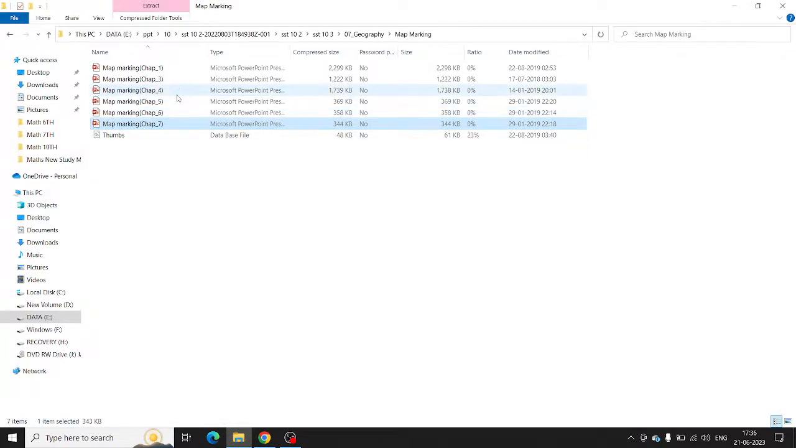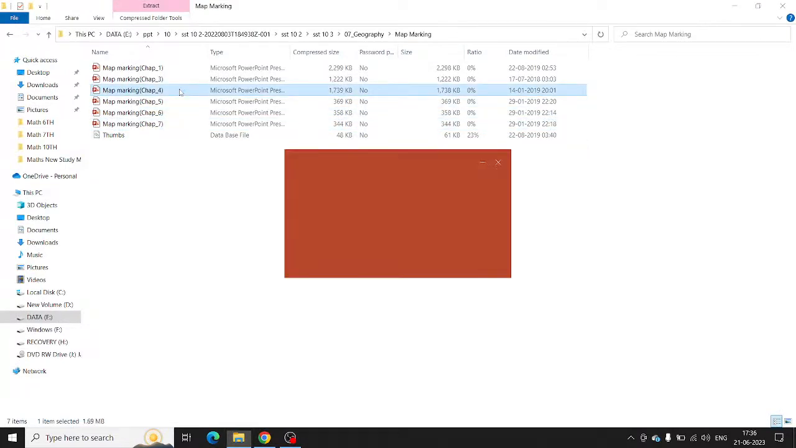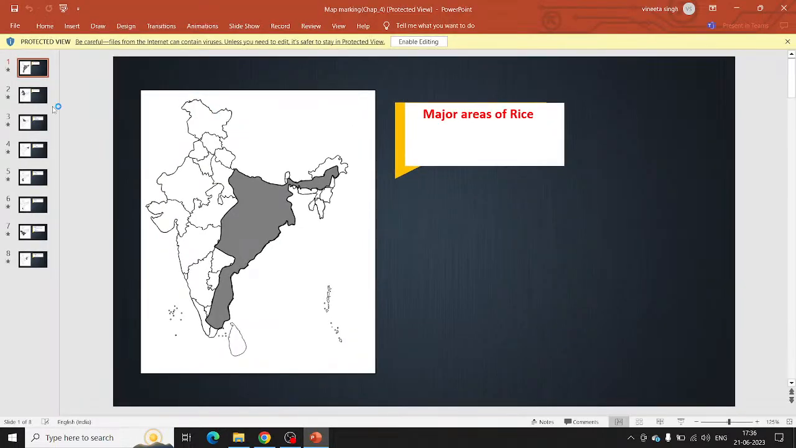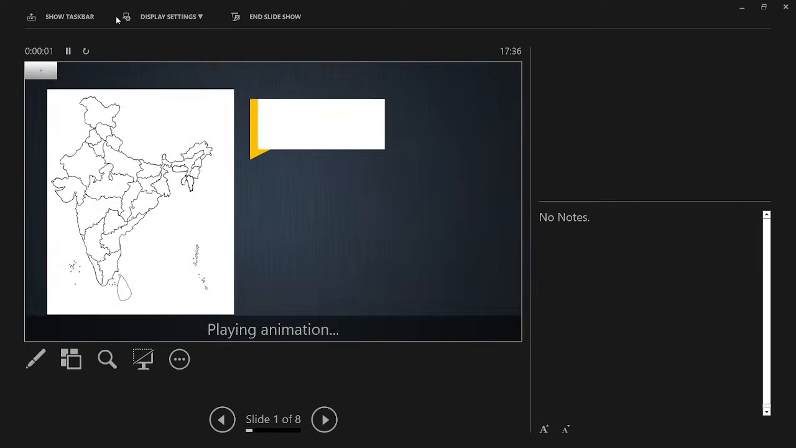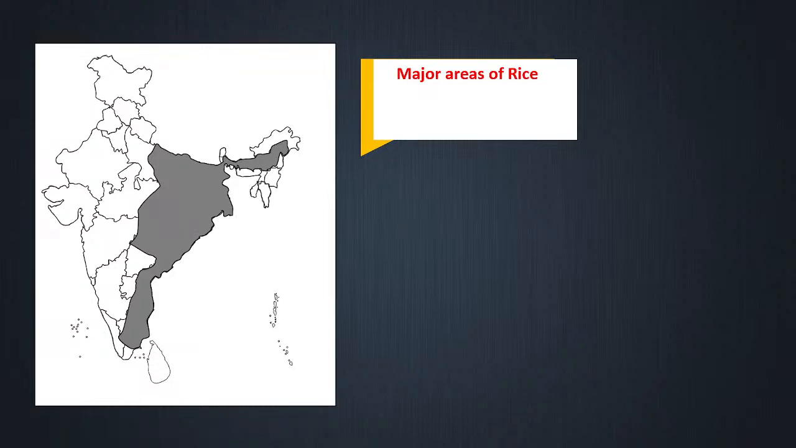Next, what do you have? Okay, draw one more map. Major areas of rice cultivation. Major area of rice cultivation. Done.